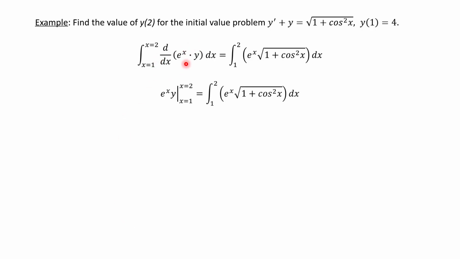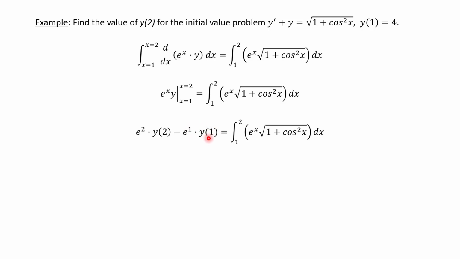And so the left side, we're easily able to integrate that. We just integrated the derivative. We're going to evaluate from x is 1 to 2. And so notice what we have here. We plug in 2 for x, but then y is a function of x. And so we have y of 2. That's what this is saying. And then over here, plug in 1 for x, and then y of 1.